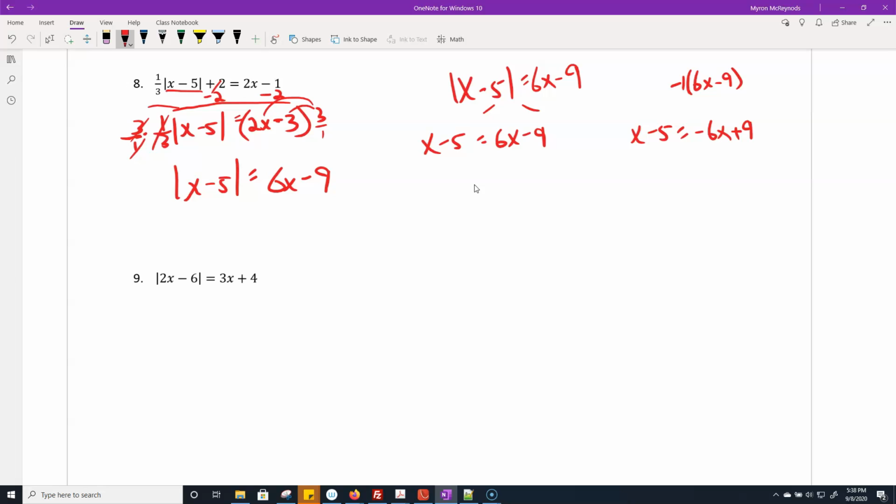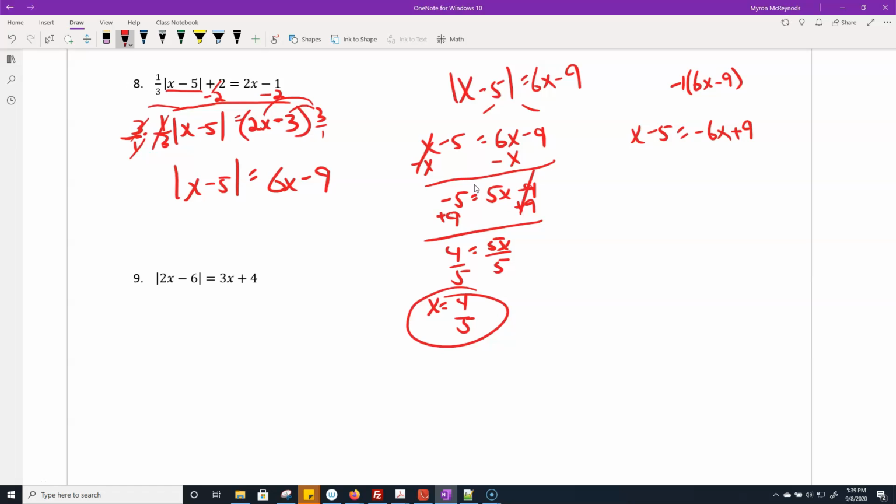And let's see what we get here. I'm going to minus this x over, minus this x. So I get negative 5 is equal to 6x minus x is 5x minus 9. I'm going to add the 9 to the other side. And I get negative 5 plus 9 is 4 equals 5x. And then I'm going to divide by 5, x is equal to 4 over 5. Let's just cancel, leaves you with x is equal to 4 over 5.